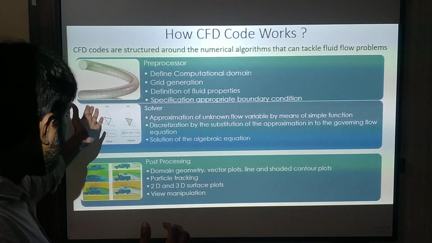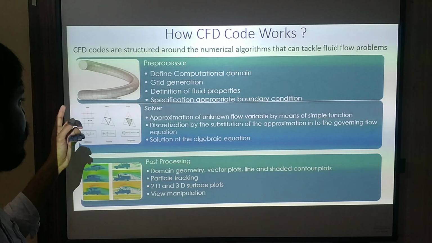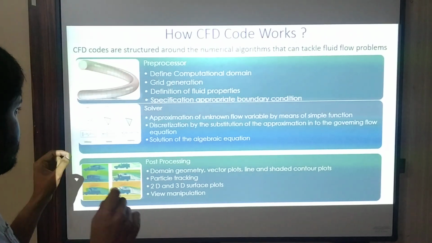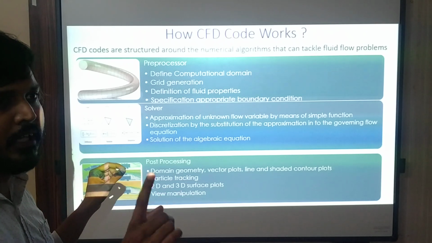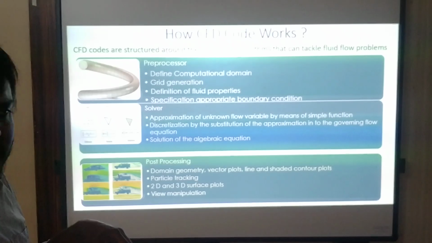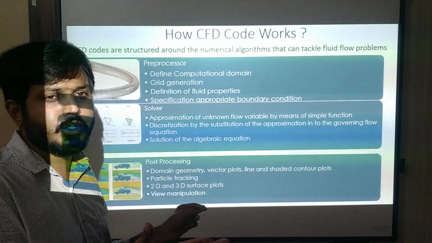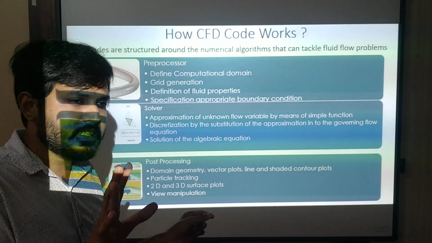You can see the picture where there is one helical coil. We have meshed it, that is, discretized this computational domain. Let us assume fluid is flowing through the helical coil. For that purpose we have to discretize this helical coil into small elements. It may be 1D, 2D or 3D, and in all three dimensions we can discretize.